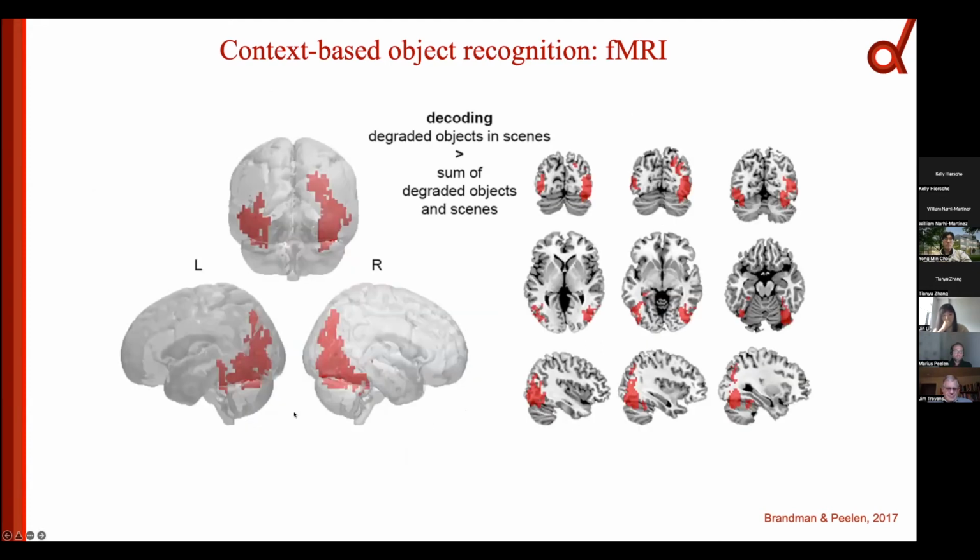We also ran the same analysis in a whole brain searchlight analysis. So here we test for this difference between the decoding of degraded objects in scenes and the sum of degraded object and scene decoding. And we see that there's quite a large part of the visual cortex that shows this difference. So it's not a small effect. It's not a very localized effect. It's much of the visual cortex is showing much better decoding of this animacy when the objects are presented in the scenes than when they're presented outside of the scenes.